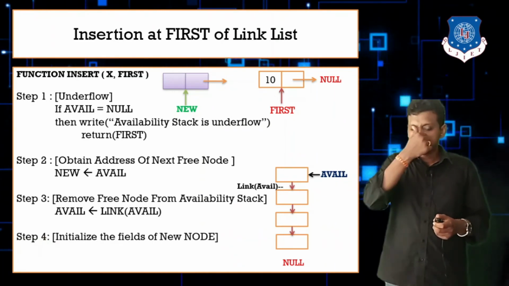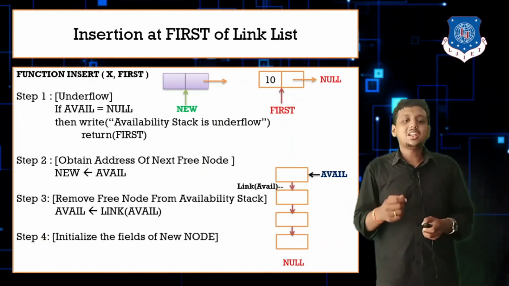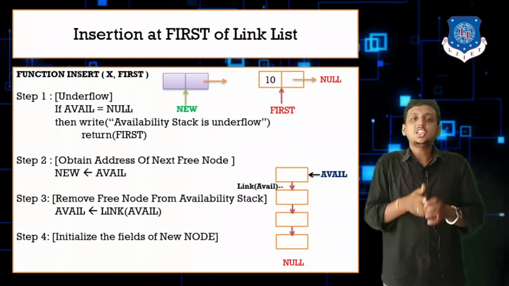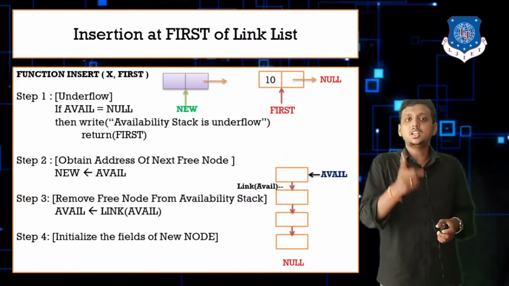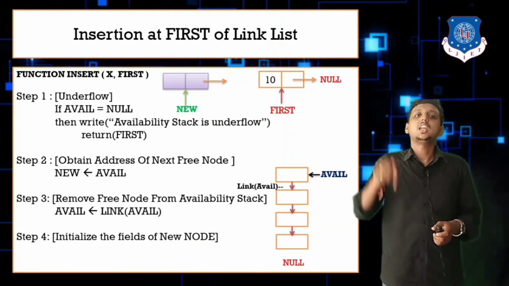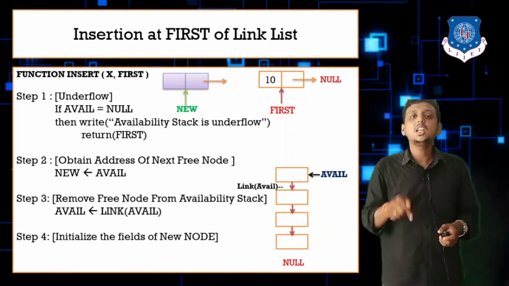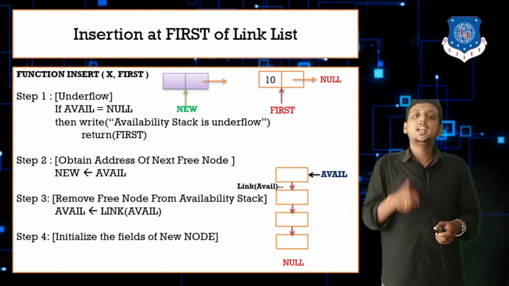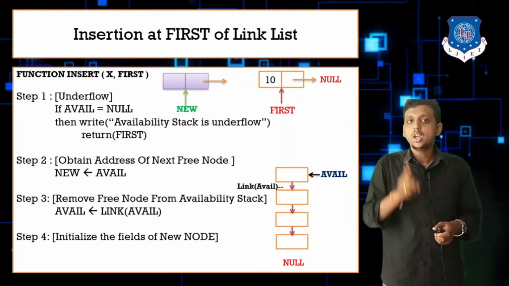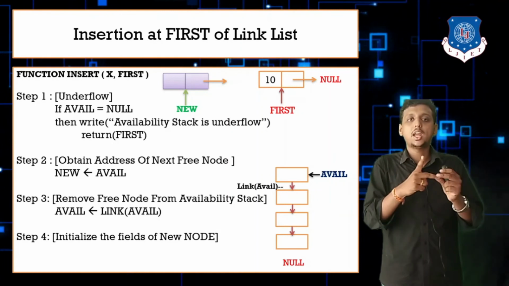Now first initialize the fields of the new node. See, each and every node contains two things. One is data, one is pointer. Students, in our algorithms, data is known as info, and the pointer variable is known as link.